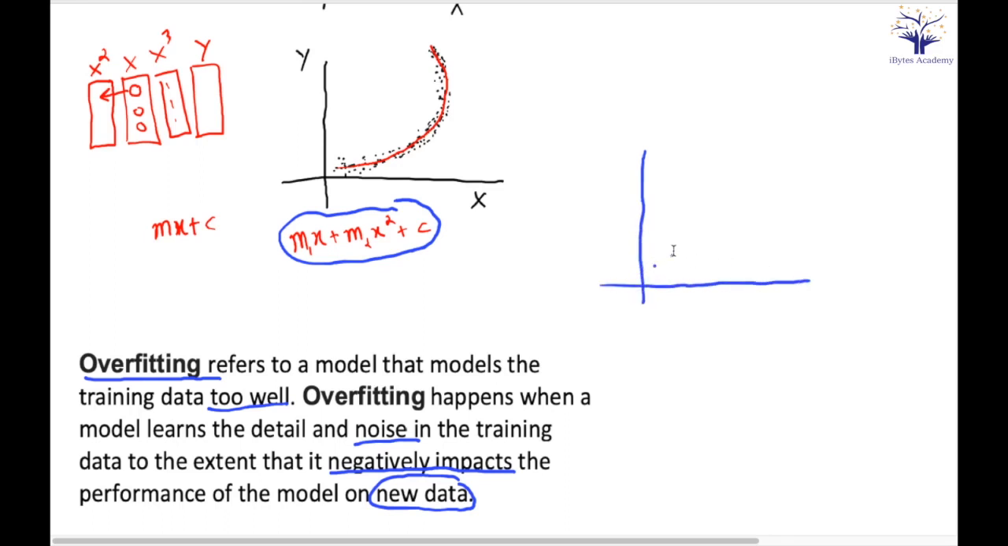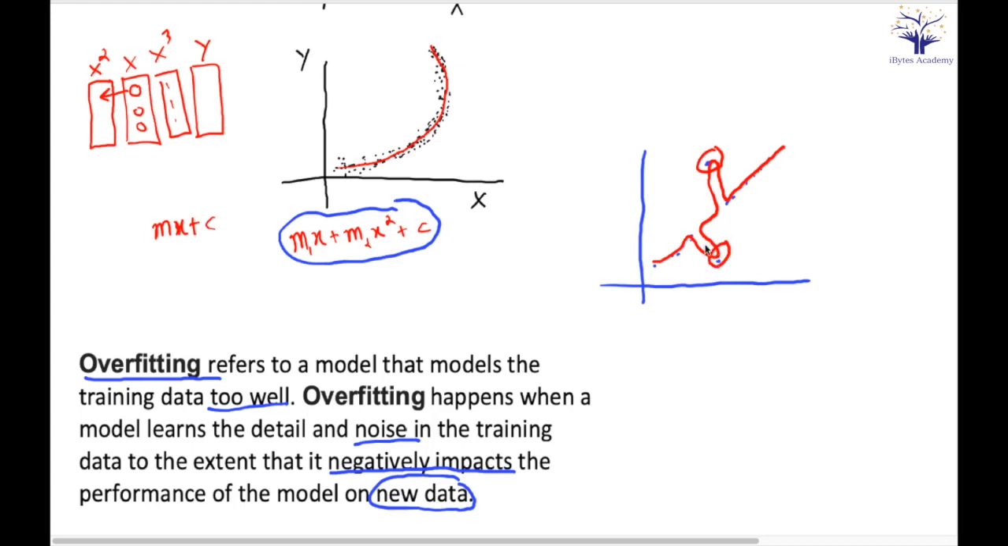If my data looks something like this, I would want my model to learn something like this. But instead, if I do overfitting, my model will learn something like this. So these two points, basically these two are the outlier points, or I can say noise, have impacted my model negatively. Now this model is not a generic model. Instead, it has focused too much on the training data.